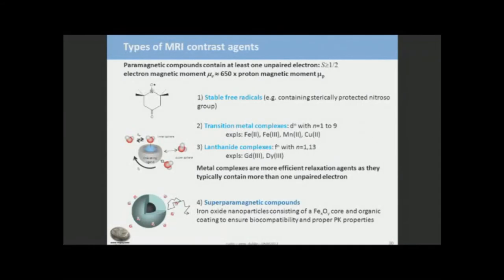You can use transition metal complexes. The transition metal is the blue sphere. The gray sphere here is the chelating ligand, which you actually need to avoid toxicity. And here you have transition metal complexes or lanthanide complexes, which have, in this case, up to 7, and in this case, up to 5 unpaired electrons. So you have a much stronger relaxation effect. Or you can use nanoparticles, typically iron oxide nanoparticles, which contain hundreds of iron atoms with unpaired electrons. You get a very strong interaction here. You have to coat it with an organic matrix to make it biocompatible.